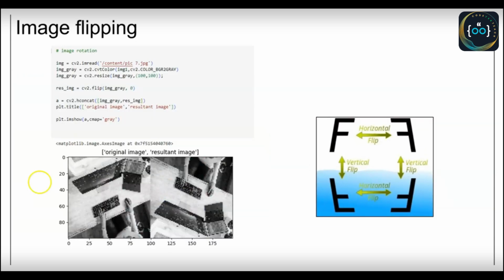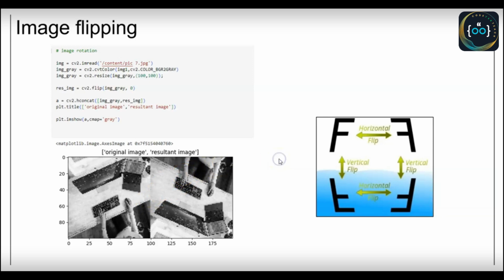As far as the code is concerned, we start by reading the file first, then converting the color image into grayscale and resizing it for optimal processing. We then flip by indicating this particular file and we give a value of 0 because we want this to be a vertical flip. We then concatenate because we want to show both the original image as well as the resultant image. And you can see here the person who is using the keyboard and the mouse is appearing on the opposite side in the resultant image.